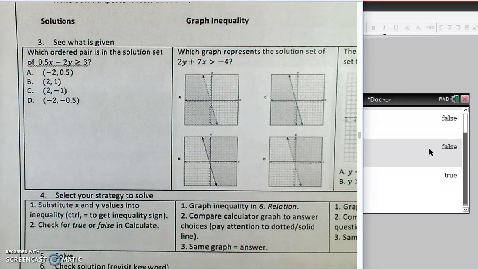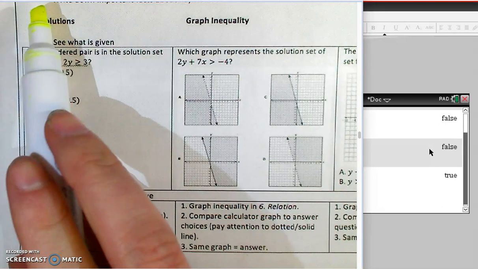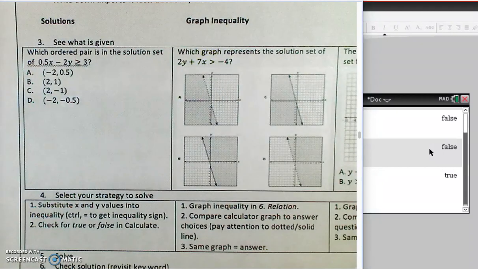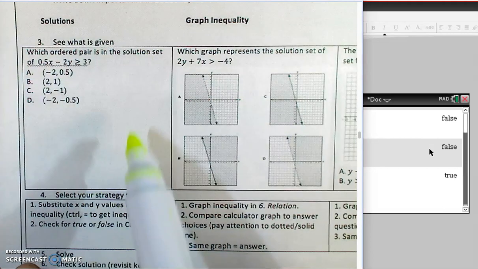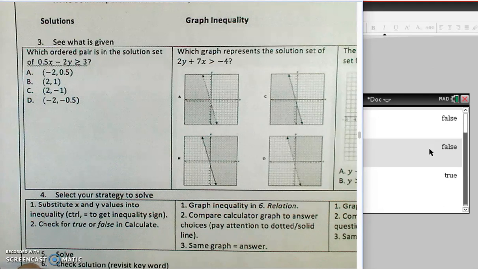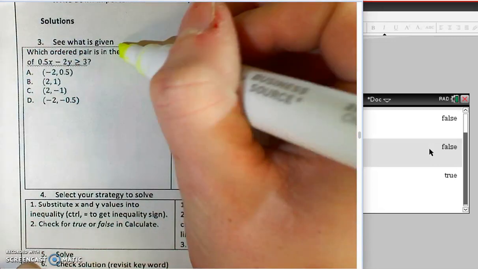Okay, so today we are going to be talking about inequalities and different methods of solving them. We need to be mindful that there are some important words that will help us decide what method we're going to use. Some of these words are solutions and graph inequality. First we're going to go through how to check by substituting in solutions, which is this first example right here. The question says, which ordered pair is in the solution set of 0.5x minus 2y is greater than or equal to 3? The key point here is the word solution set.